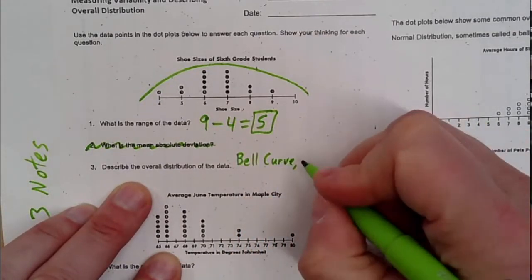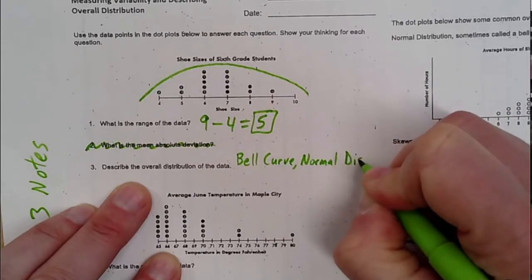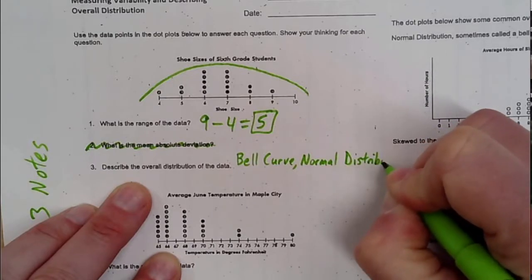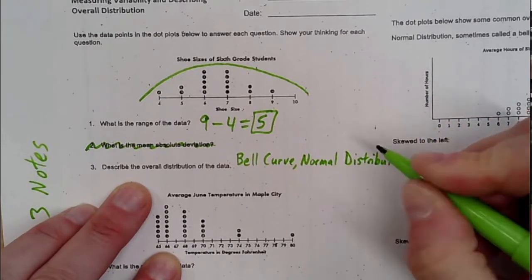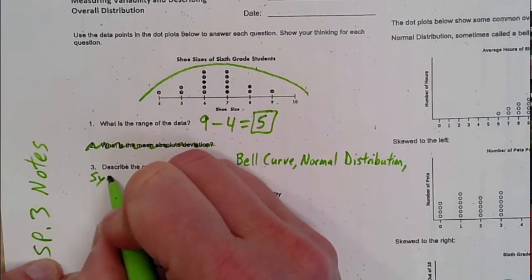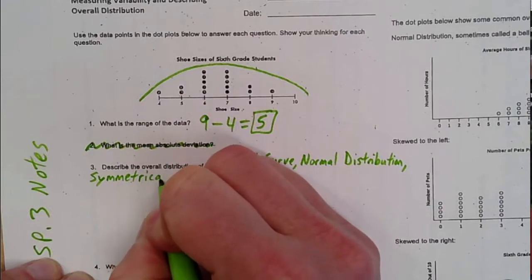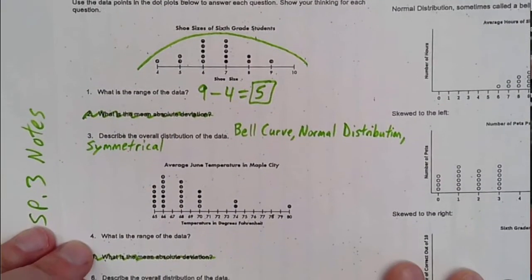So the overall distribution, we said it was a bell curve. We call that normal distribution. I'm also going to call that symmetrical. All those words mean the same thing.